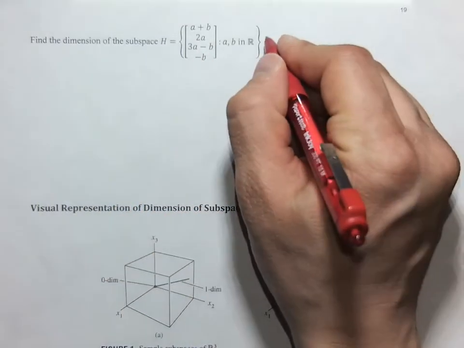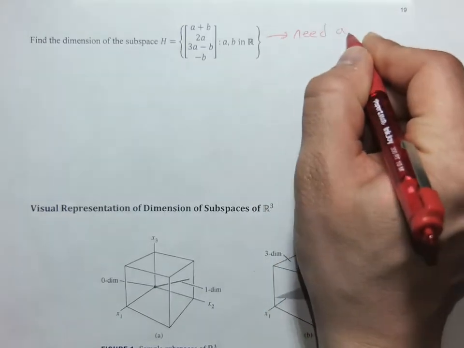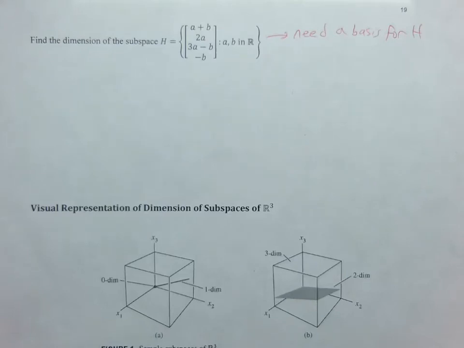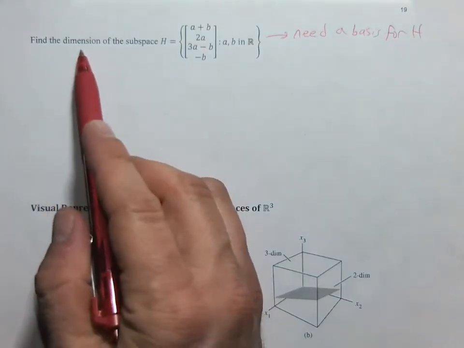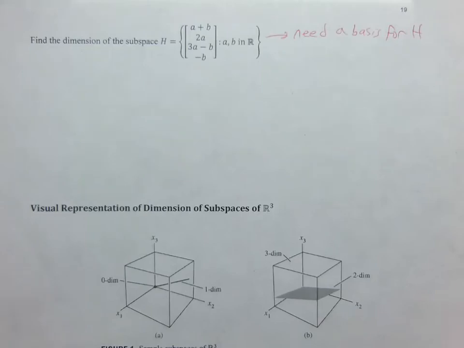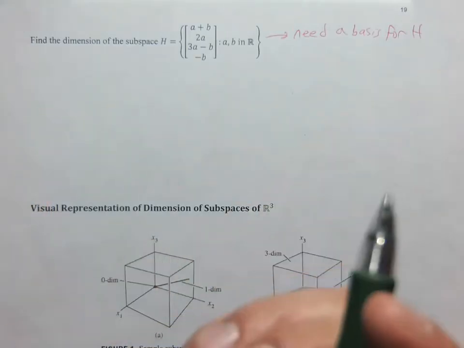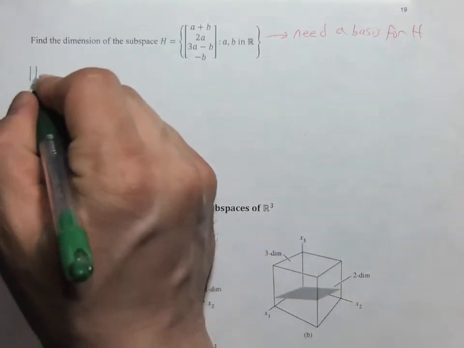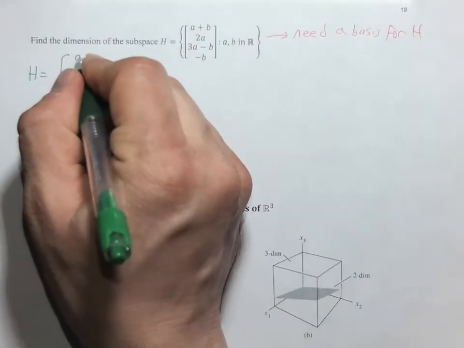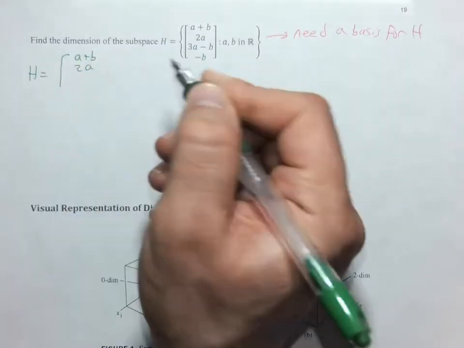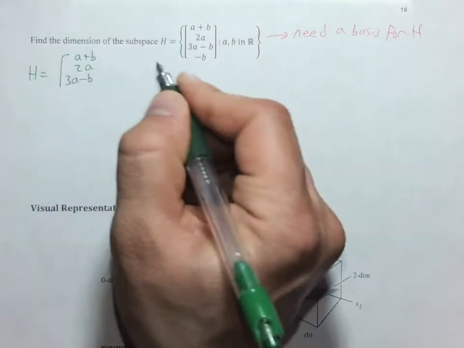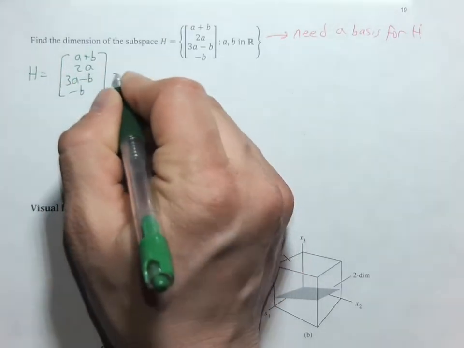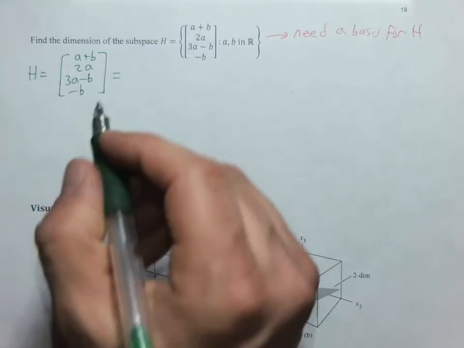In order to do that, we need a basis. We'll need to figure out a basis for this space H in order to figure out the dimension, right? Because the dimension is just the number of basis elements. So let's figure out a basis. You remember how this one works: we can break this thing up into the different components, A and B. So in other words, H equals the thing we're given. I'm just going to rewrite it here, and then break it up into the A, B components.